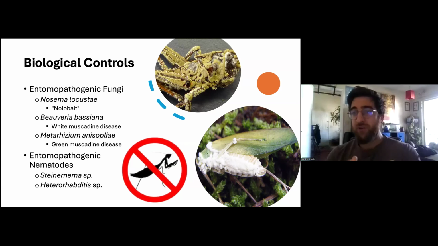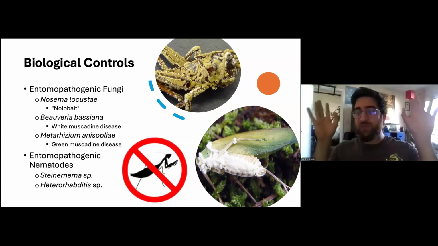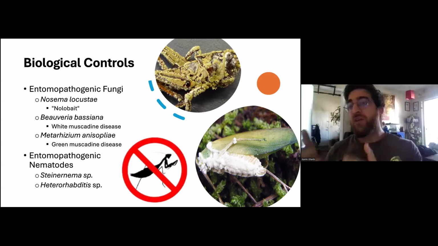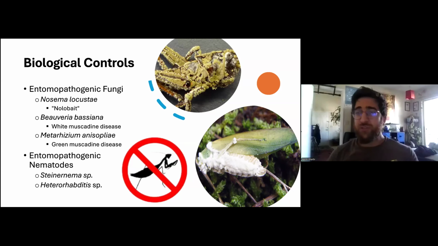It only goes after, I think, members of the Orthoptera, so mostly grasshoppers. It doesn't attack the beetles and the butterflies. It doesn't attack any other animals, like worms and fish, but it doesn't even attack other insects. It's commercially available as something called Nolobait, but it's been hard to get your hands on Nosema locustae in recent years because, as I'll cover in another slide, our local producer, the one in Colorado, hasn't resumed operation.